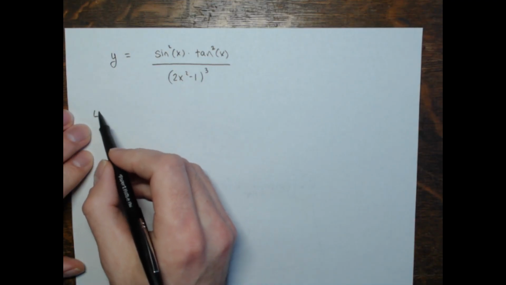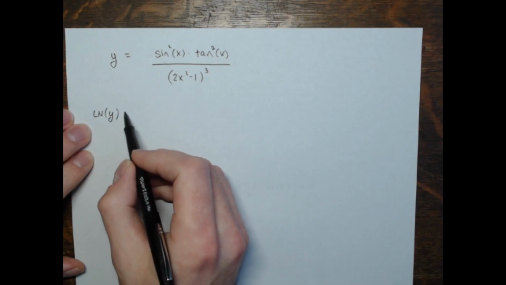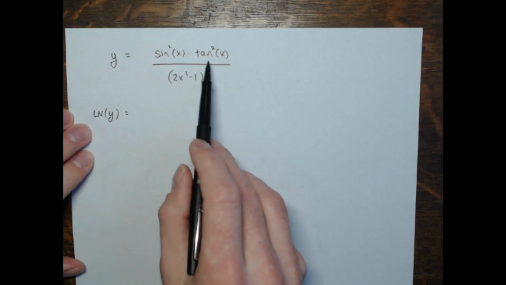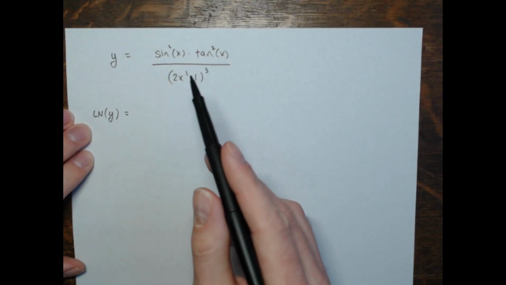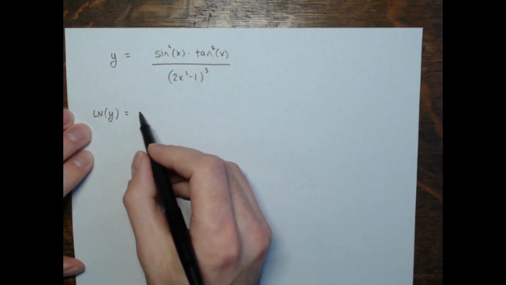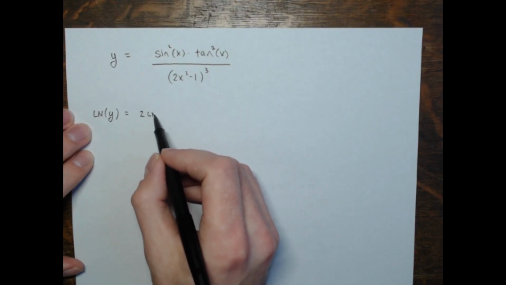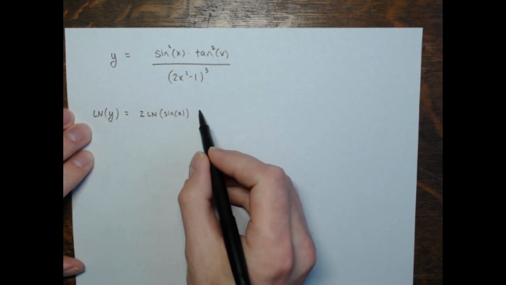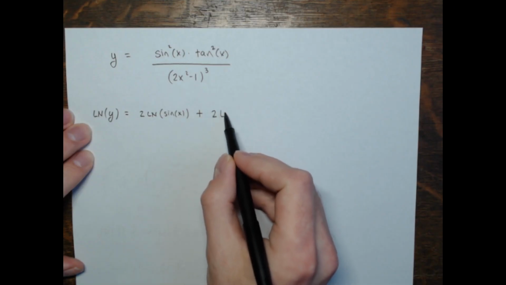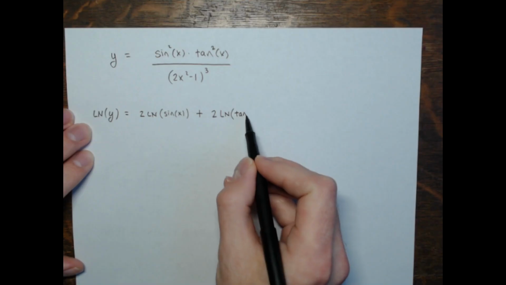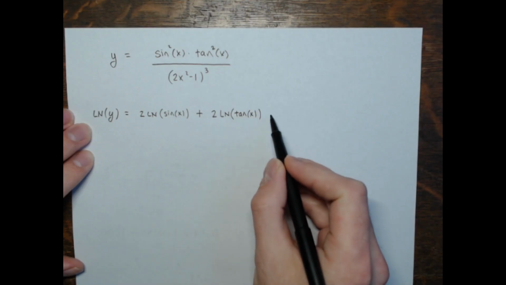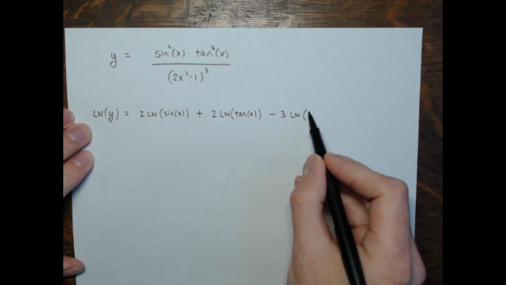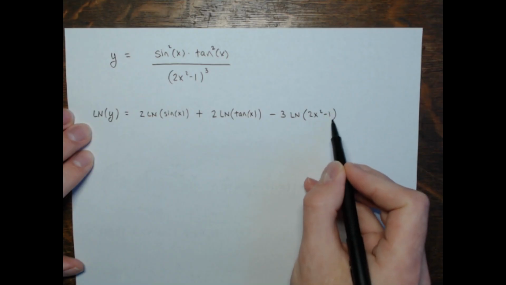So I'm taking the natural log of both sides first, and like I've been doing, what would the properties make this look like? The product property, quotient property, power property for logarithms. So after using all the properties, this would be 2 times the natural log of sine, plus 2 times the natural log of tangent, and then minus 3 times the natural log of 2x squared minus 1.